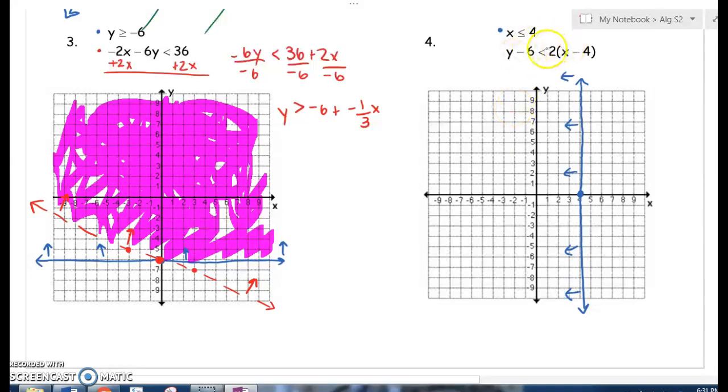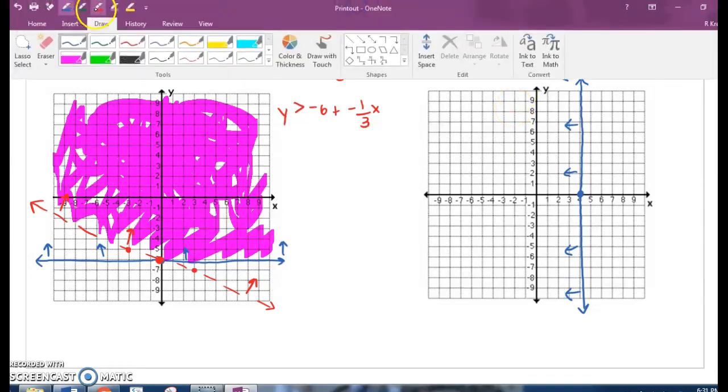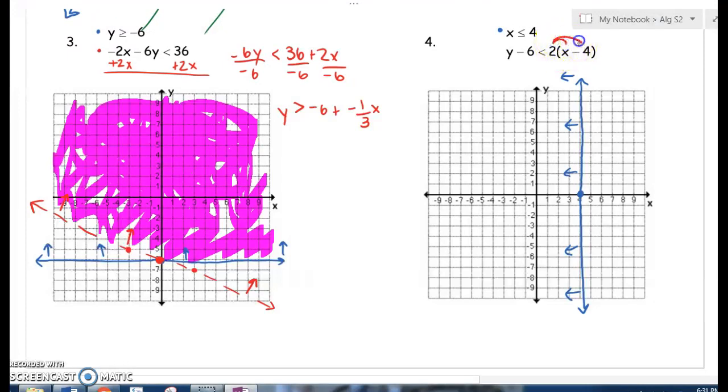Over here, I need to solve for y first. So I got to distribute the 2. I have y minus 6 is less than 2x minus 8. And then you add the 6 to both sides. So you end up with y is less than 2x minus 2. So you're going to end up with a y-intercept of -2. Your slope is 2, so you go up 2 over 1. And I'm just going to keep going until I hit the other line. Up 2 over 1, up 2 over 1.